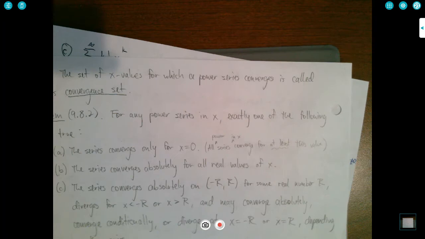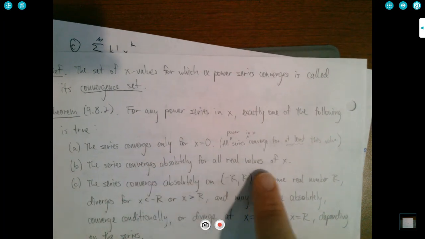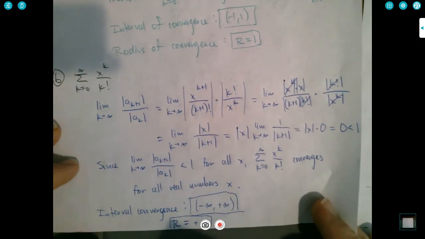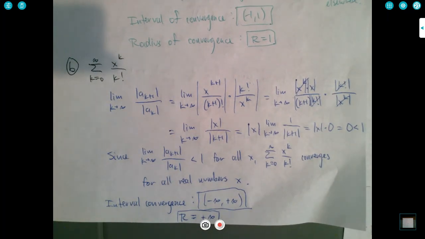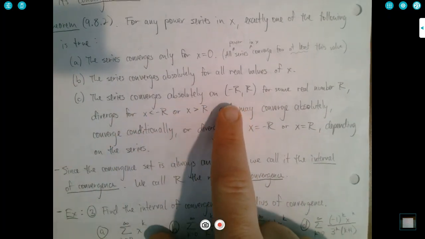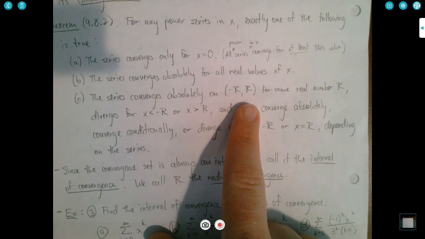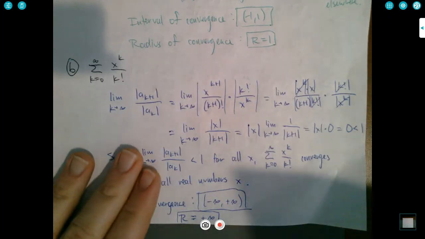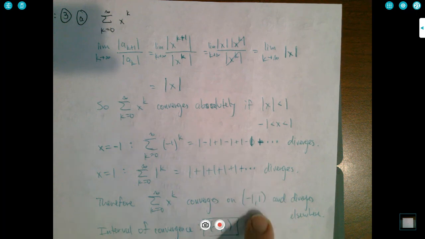We saw an example of a series that converges for all real values of x. That was example 3b. And then we saw examples of the third case, where the series converges on some interval, but then you have to check what happens on the endpoints. One of the examples was example 3a, where it converged on the interval but diverged at both endpoints.